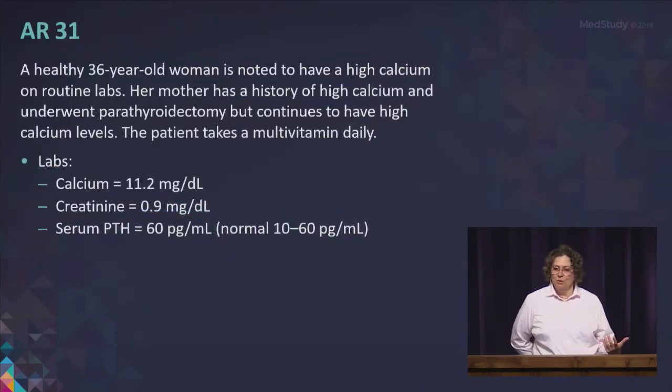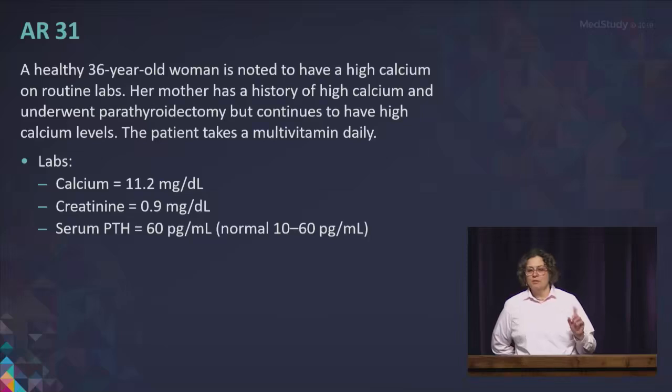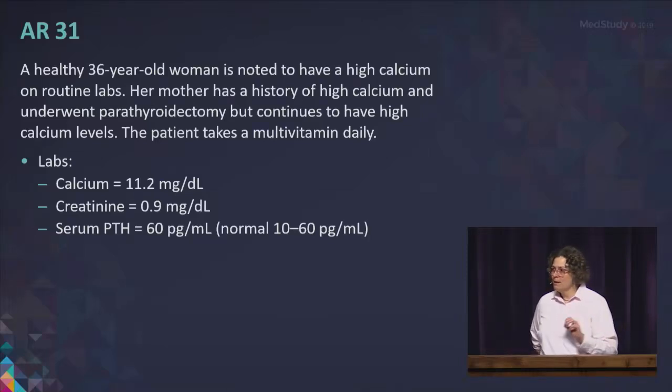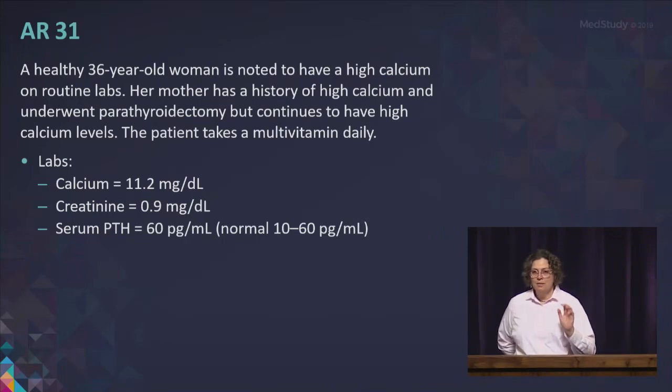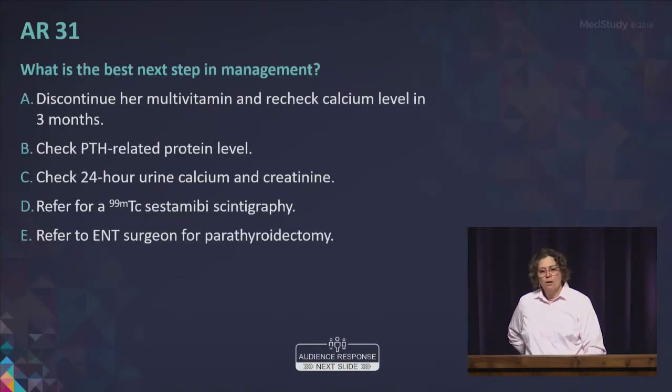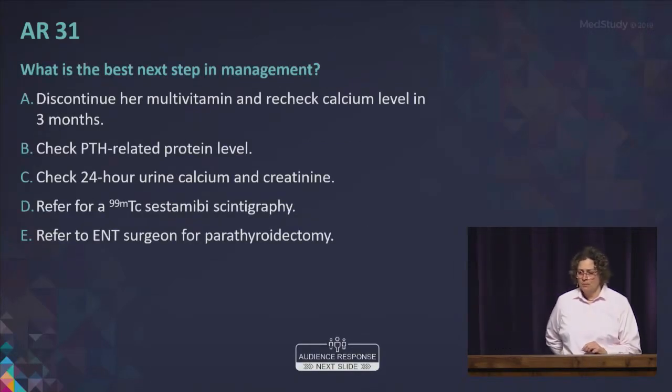Healthy 36-year-old woman is noted to have a high calcium on routine labs. Her mother has a history of a high calcium, underwent parathyroidectomy, was not cured. The patient takes a multivitamin a day. Labs show hypercalcemia at 11.2, a normal creatinine, and a PTH that's at the upper end of normal for that assay. What is the best next step in management?